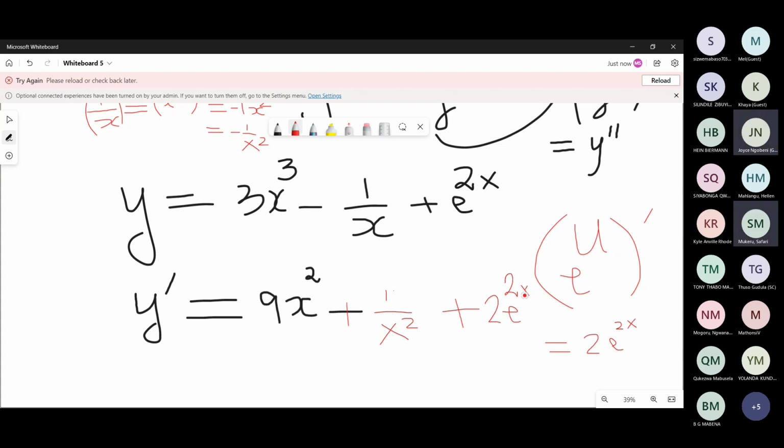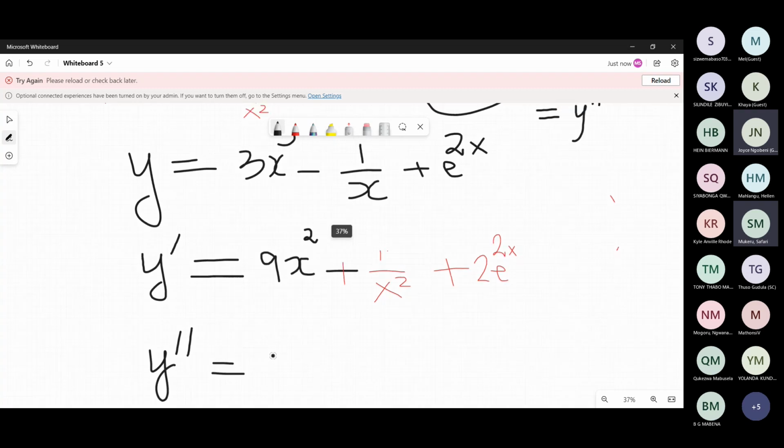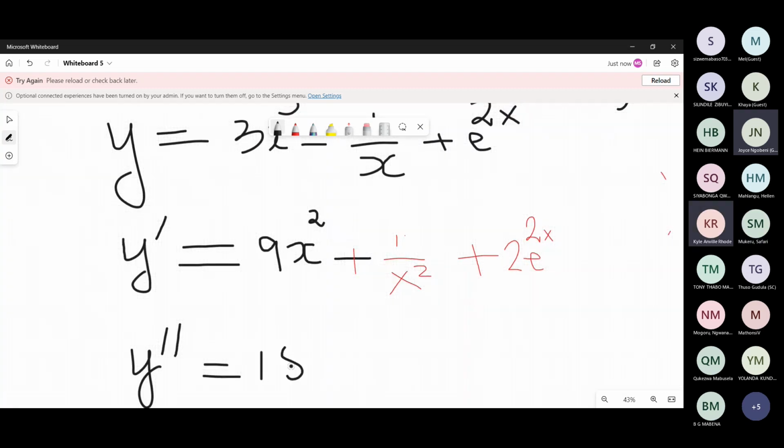Now, what do we do after that step? We have already the first derivative. Now we compute the second derivative. So it will be 18x. Now we're looking for y second, and we simply apply all the properties to y prime. It will be 18x, plus now we need to compute this.